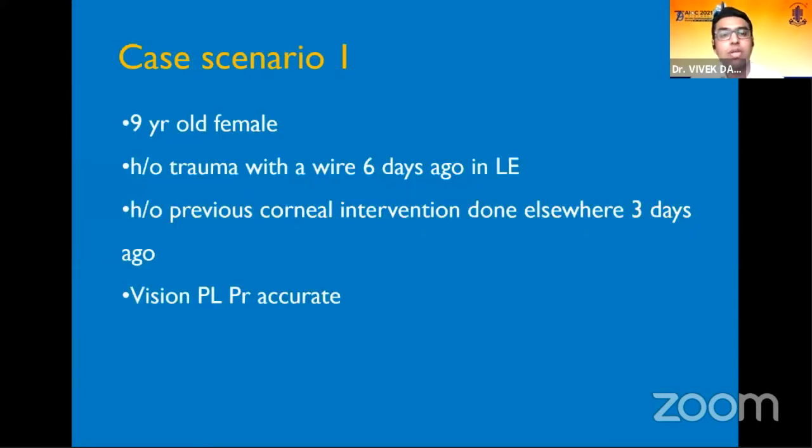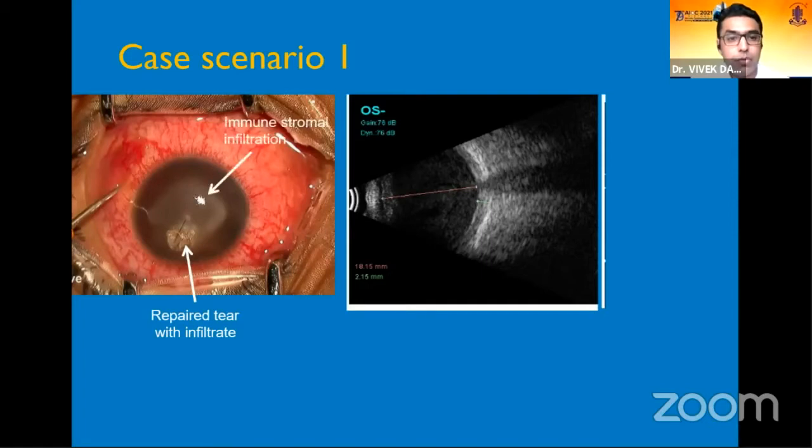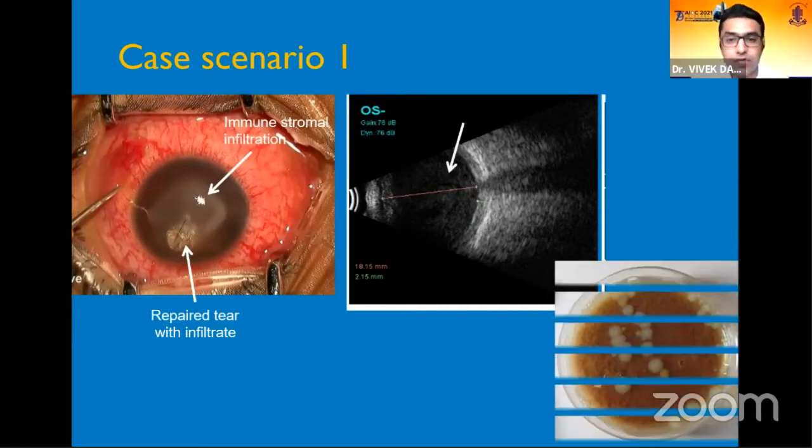Now let's run through 3 case scenarios. This one was a 9-year-old female, history of trauma with a wire 6 days ago in the left eye, previous corneal intervention done elsewhere 3 days ago, and presented to us with a vision of PL PR accurate. This is what the eye looked like. Repaired tear, you can see an infiltrate around it, an immune stromal infiltrate around the cornea. The ultrasound showing echoes throughout the vitreous cavity.